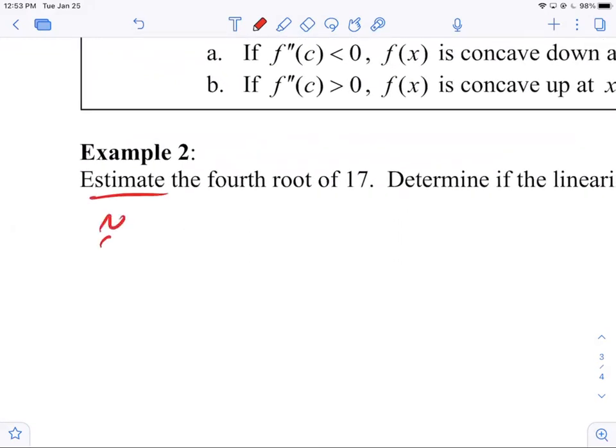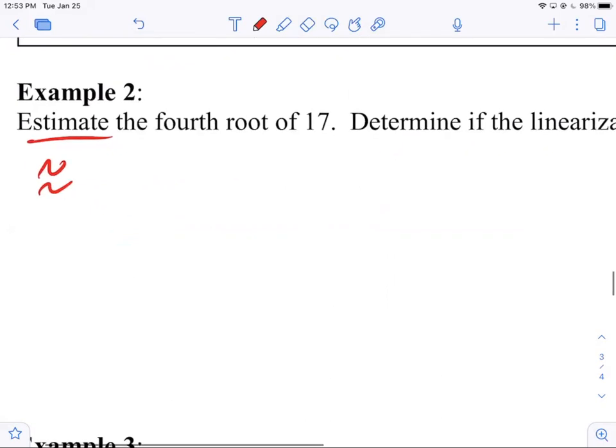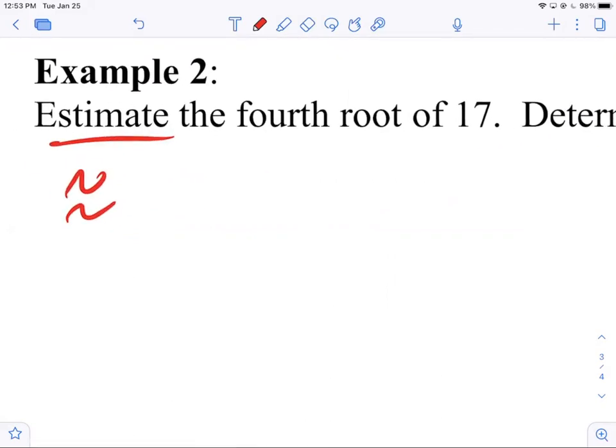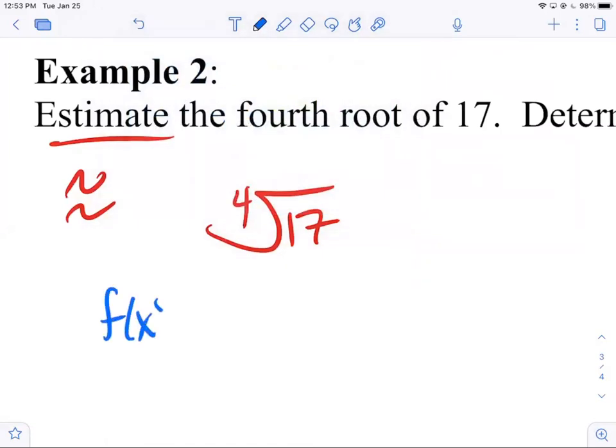So we're on squiggle alert. Let's determine if it's an over or under approximation. I'm trying to approximate the 4th root of 17, and we're not given any information other than that, so we get to build our own system. Let's call f of x, instead of just plain old y, the 4th root of x.